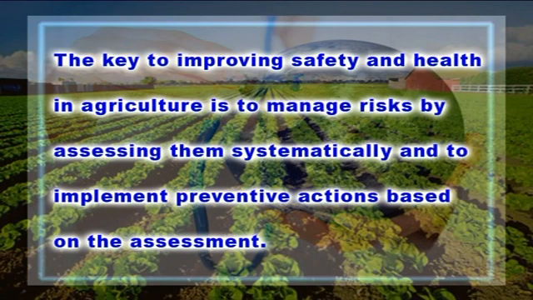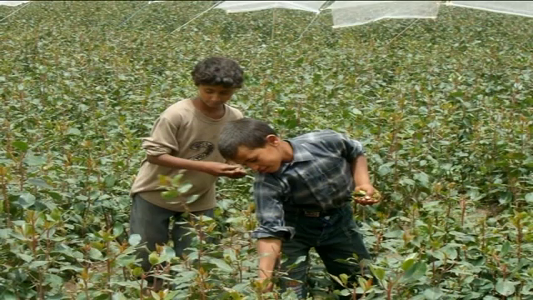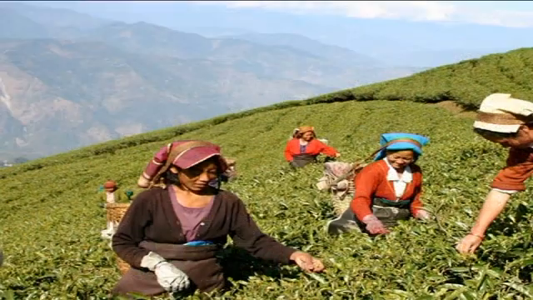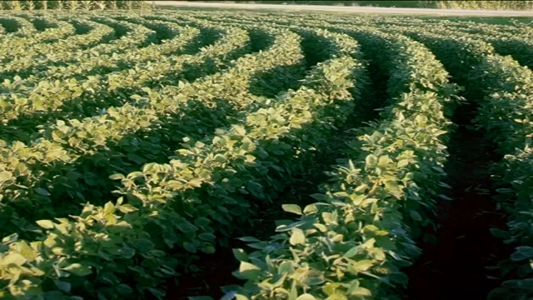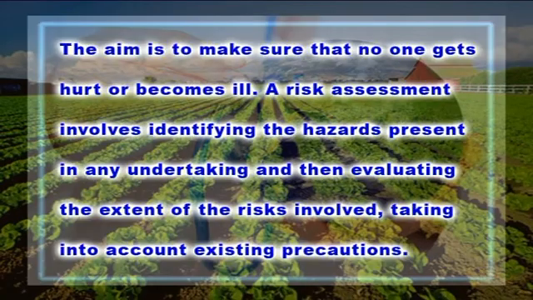Risk assessment of the work environment. The key to improving safety and health in agriculture is to manage risks by assessing them systematically and to implement preventive actions based on the assessment. It is sometimes difficult to explain to farmers that a risk assessment is nothing more than a careful examination of what could cause harm to workers and to make decisions on whether the precautions taken are adequate or whether more should be done to prevent harm. The aim is to make sure that no one gets hurt or becomes ill.